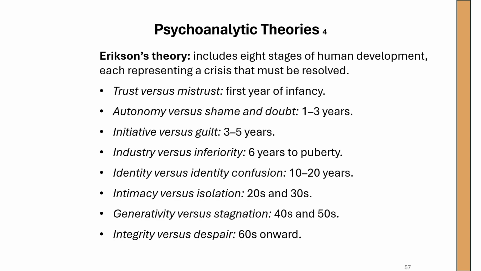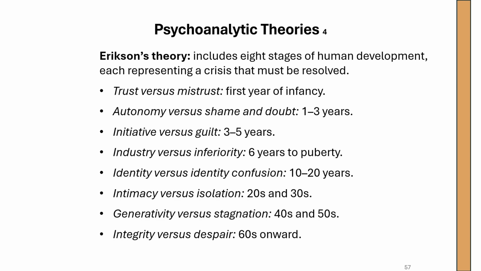And then intimacy versus isolation for 20s and 30s. And then generativity versus stagnation in the 40s and 50s. And then integrity versus despair for 60s onward. Now, we will talk about these in much more depth as we go through the course, but for this introduction today, just understand that he broke the lifespan up into more pieces than Freud did, and he also took out those sexual underpinnings, which may seem a lot more logical to us today, right?